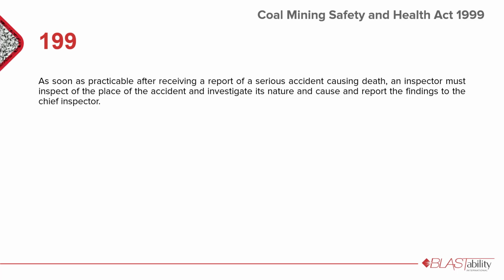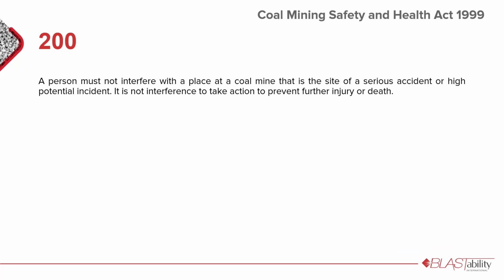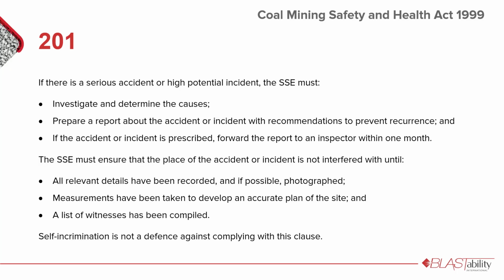description. 199. As soon as practicable after receiving a report of a serious accident causing death, an inspector must inspect the place of the accident and investigate its nature and cause, and report the findings to the Chief Inspector. 200. A person must not interfere with a place at a coal mine that is the site of a serious accident or high potential incident. It is not interference to take action to prevent further injury or death.